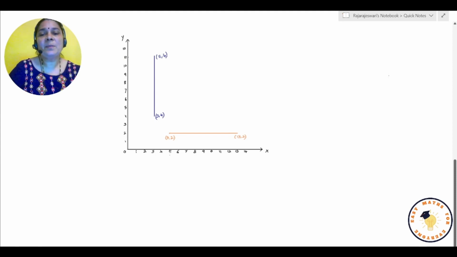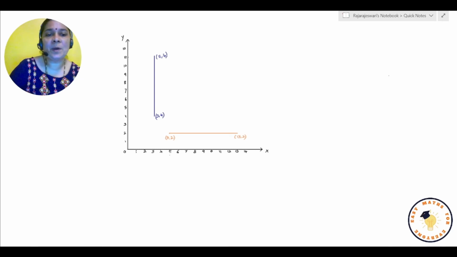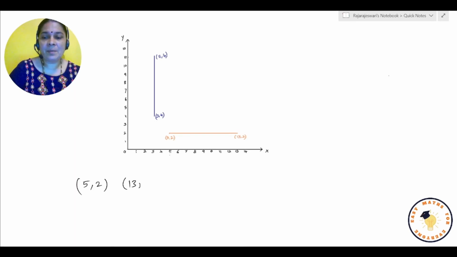Suppose the points lie on a horizontal line or a vertical line like this. For example, if I have 2 points which are 5, 2 and 13, 2, and I want to find the distance between these 2 points, is it necessary to use the distance formula? No, right? Since this is a horizontal line, the distance between 5, 2 and 13, 2 will be the difference between 13 and 5, which is 8 units.